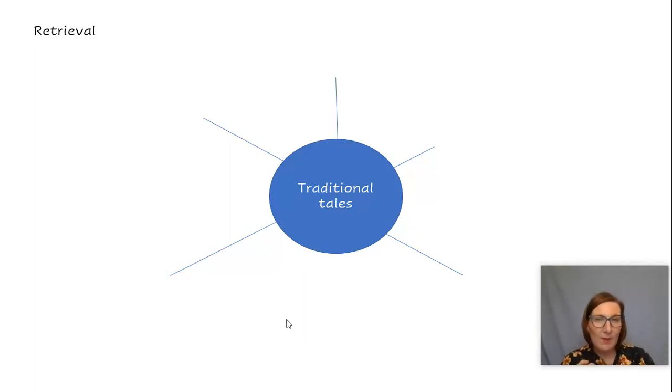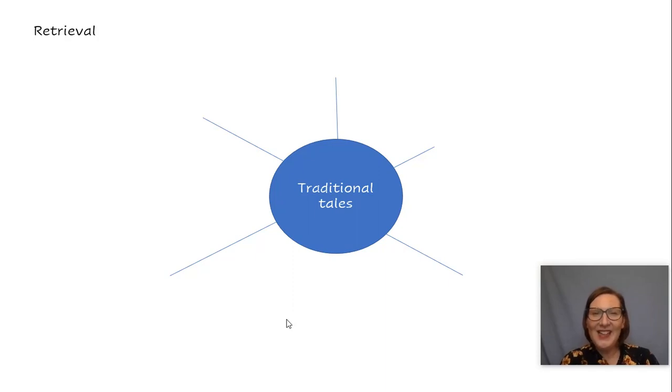Now, before we start today, I want to do a little bit of retrieval. I want to see if you can remember something that we did at the very beginning of the week. Can you remember the key features of a traditional tale? I want you to pause the video here and have a go at completing the spidergram for me. Do that now.